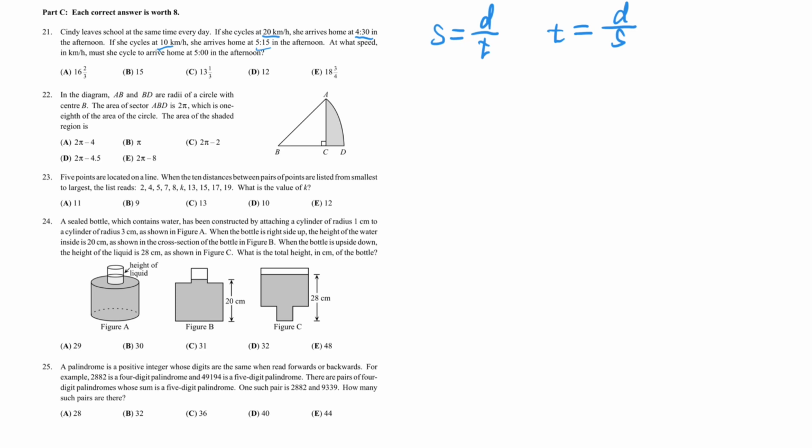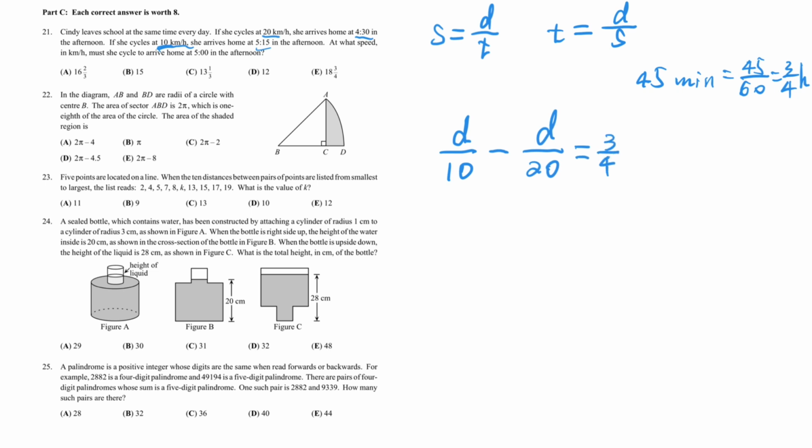So the difference between the 4:30 and the 5:15, that's the 45 minutes. 45 minutes, convert to the hour. That's the 45 over 60, that's the 3/4 hour. When she cycles at 10 km per hour, the distance over 10 is the time she used, minus the distance over 20, that's the speed of 20. Time difference is the 3/4 hour.